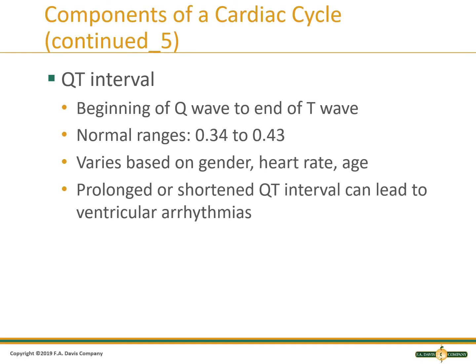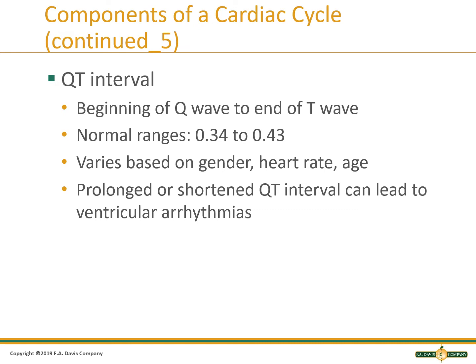Another component of the cardiac cycle that we are going to learn about is the QT interval. The QT interval measures the time from the start of the Q wave to the end of T wave. This interval represents the time of ventricular depolarization and repolarization. Normal ranges are 0.34 to 0.43 seconds. These vary based on gender, heart rate, and age.